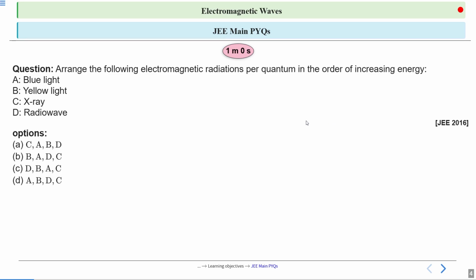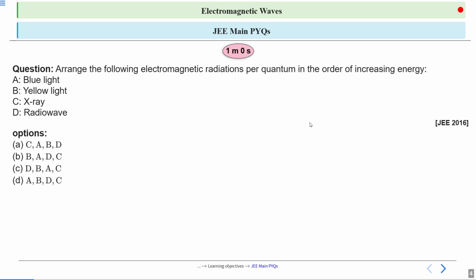Okay, we know that the energy associated with the photon of any radiation is E equal to h nu. h is Planck's constant, nu is the frequency of that electromagnetic radiation, and E is the energy associated with the photon of that electromagnetic wave. Energy is directly proportional to frequency, and h is constant. So if frequency of any electromagnetic wave is more, energy of that electromagnetic wave will also be more.